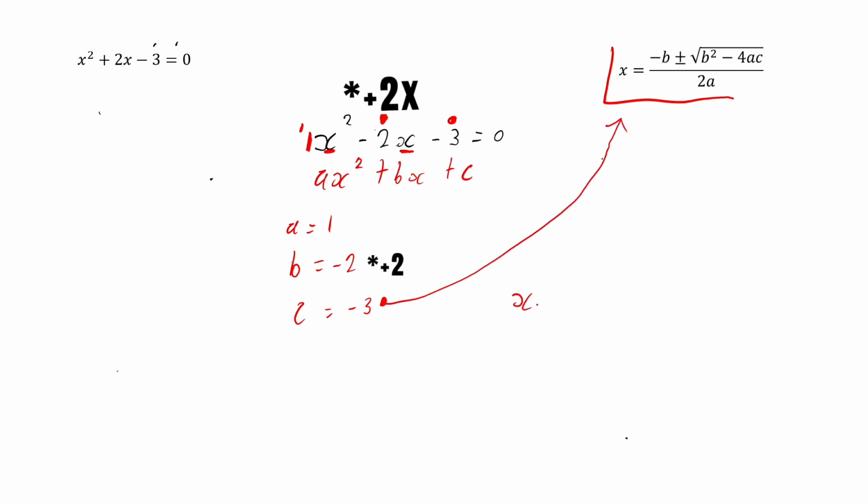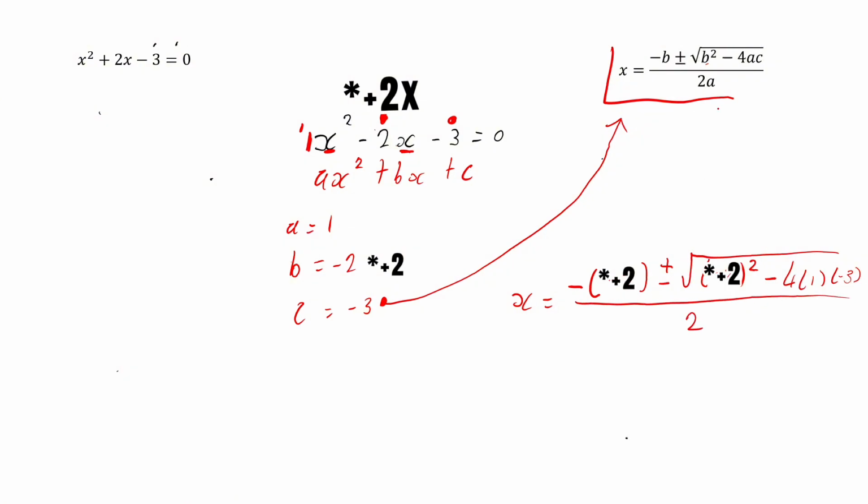You're going to say x is equal to minus into, what's my b value? Minus 2, plus minus the square root of negative 2, since that's the b, and don't forget it's all squared. Put the brackets. Minus 4. What is my a value? 1. What is my c value? Minus 3, right? All over 2. And then what's my a value again? 1. And you put this in your calculator as it is.